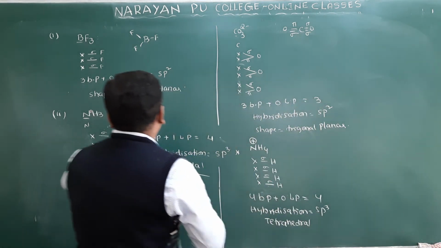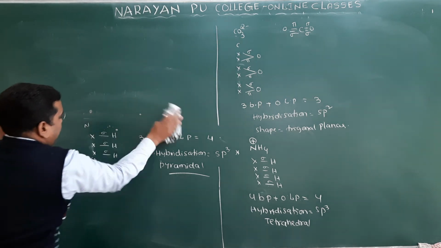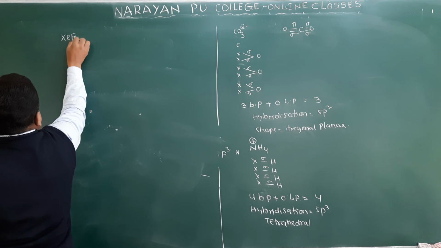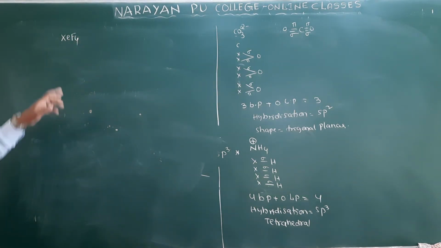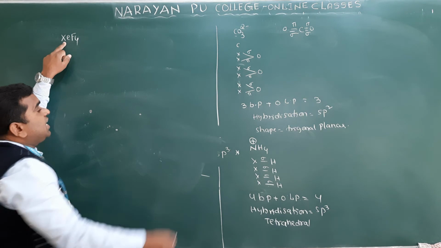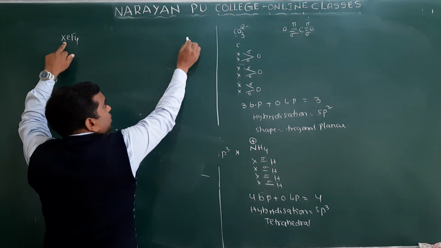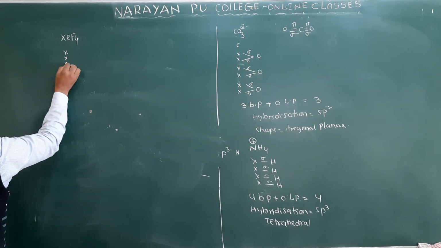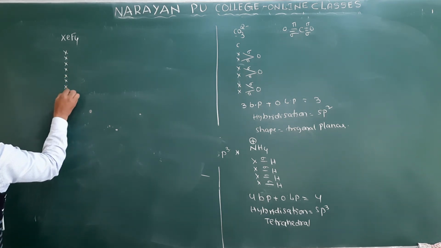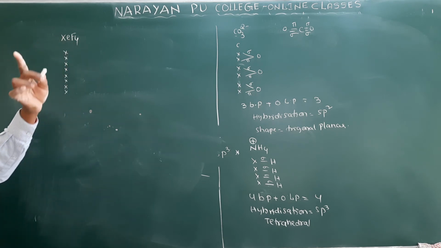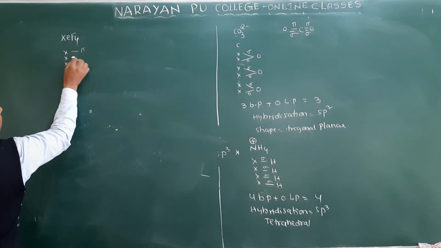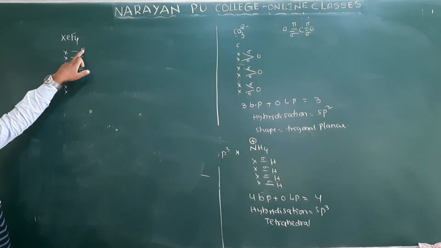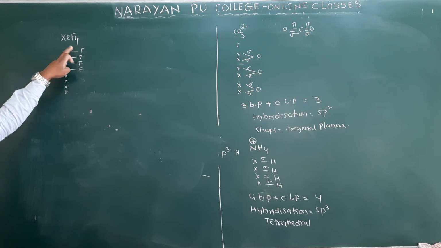Suppose I take another example, XeF4, xenon tetrafluoride. Take any example like this, you can do it. Xenon belongs to which group? It is the 8th group, noble gases: helium, neon, argon, krypton, and xenon. How many electrons do you have to write? 8 electrons. Fluorine forms 1 bond only. So each fluorine requires 1 electron from the xenon to form a bond.